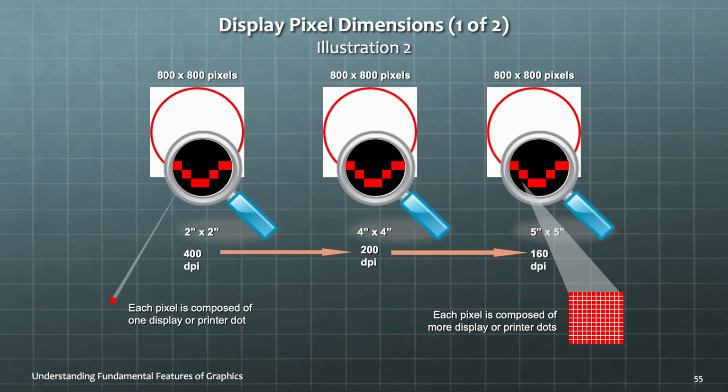Here's an example of where we're changing the physical size, but keeping the pixel dimensions the same. So here we're going up from 2 inches by 2 inches, then to 4 by 4, and then 5 by 5, but we're keeping the 800 by 800 pixel dimensions. Now the display or printer dots need to accumulate into larger and larger groups to form these bigger pixels.